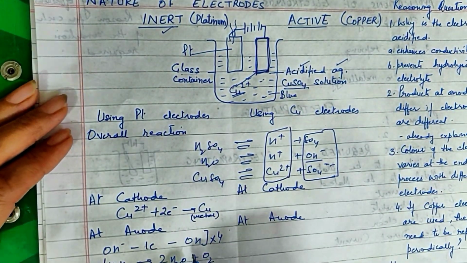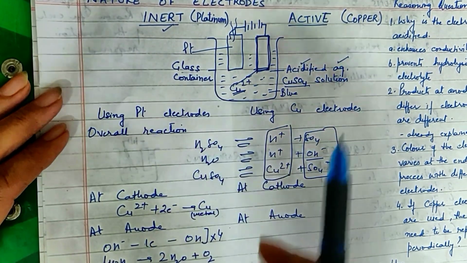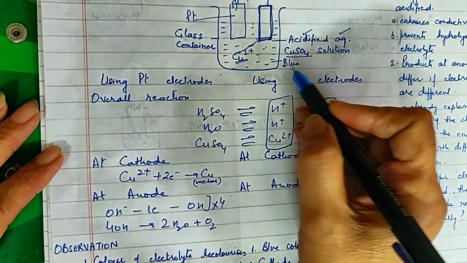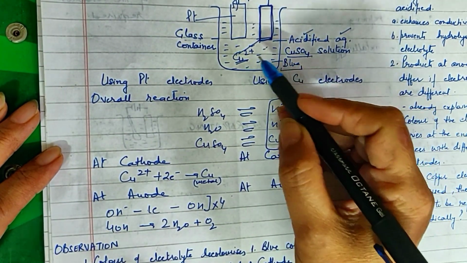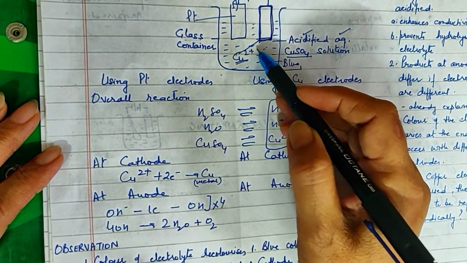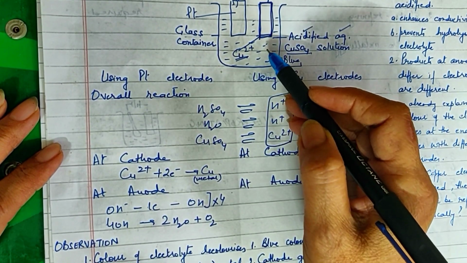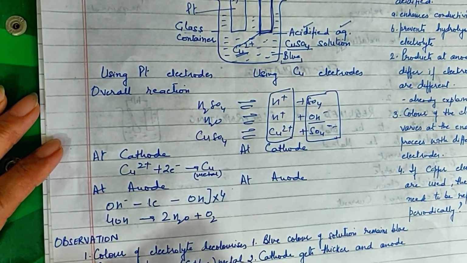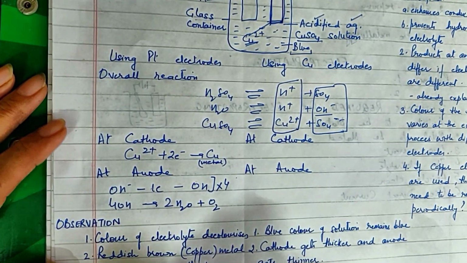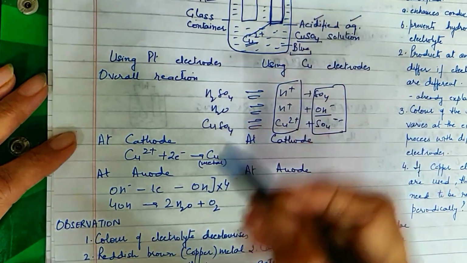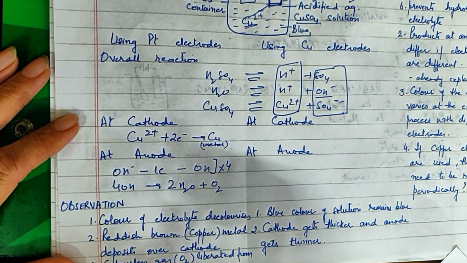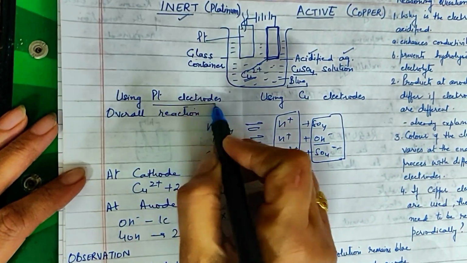Now what observations are you going to make when the platinum electrodes are taken? The color of the electrolyte decolorizes. What do you mean by decolorizes? I told you it is blue in color because of the presence of copper ions. But because all the copper ions are slowly moving towards the cathode and the number of copper ions in the electrolyte is becoming less and less, that is why the color of the electrolyte decolorizes. It becomes lighter and then finally it disappears. Then on the cathode, the reddish brown copper metal is going to be deposited. And on the anode, a colorless gas is going to be liberated. This was when we had used platinum electrodes.